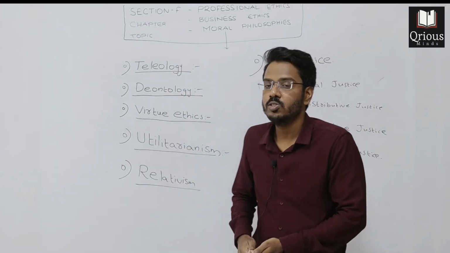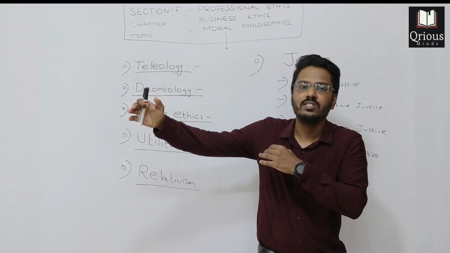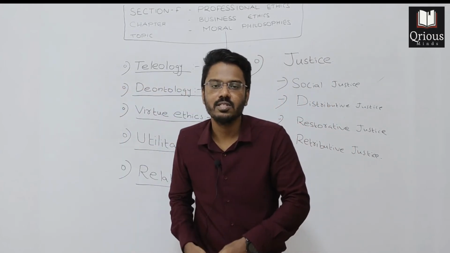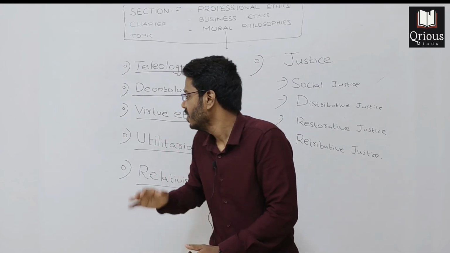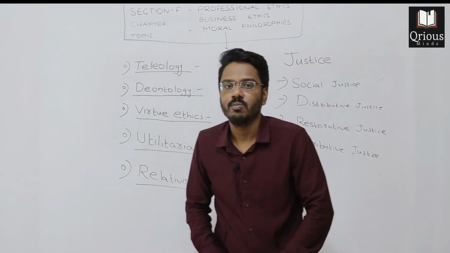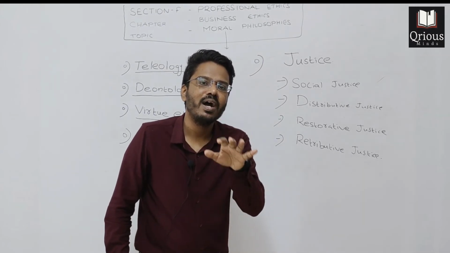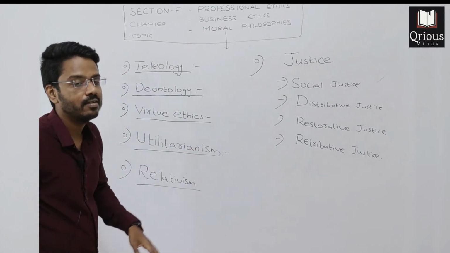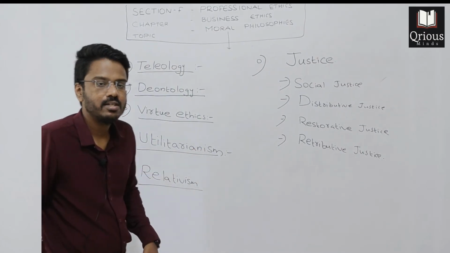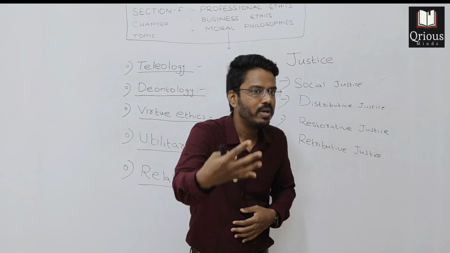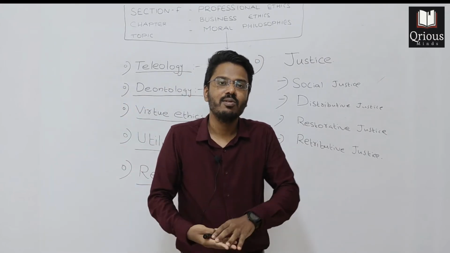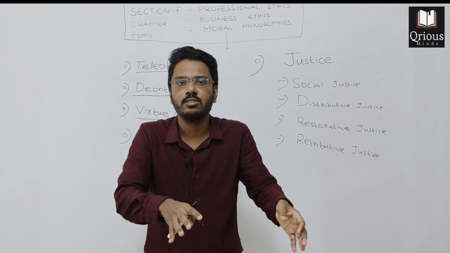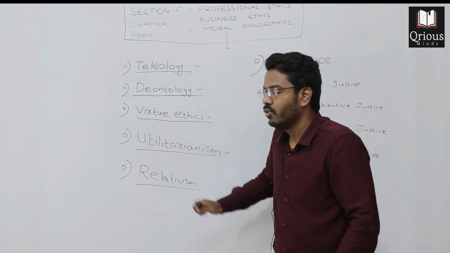The third one is virtue ethics: what a virtuous person would have done in the same circumstance. If I also have done the same in the same circumstance, then my action or my decision is ethical. Fourth one is utilitarianism. If my action or my decision brings the greatest good for the greatest number of people, then it is an ethical activity under utilitarianism. Fifth is relativism. What is ethical to me may not be ethical to you. What is ethical in one culture may not be ethical in another culture. So it differs from person to person, culture to culture, or country to country, and that's what relativism means.